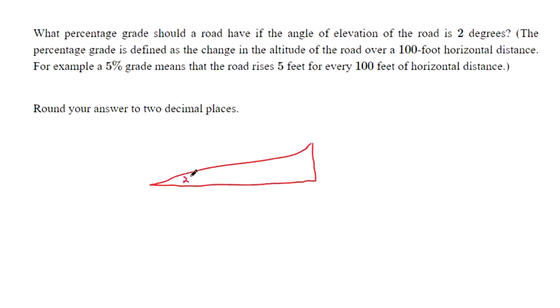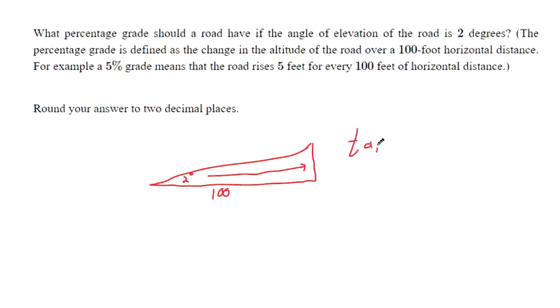So I'm going to put a 2-degree angle in here, and then we're trying to find that percentage grade, which means we're doing it for every 100 feet horizontal distance. So I'm putting 100 here. And what we really need to know is this vertical distance, like we drew in that last example, the 5 feet out of 100. So we can use trigonometry to help us with that because we got tangent to help us out. Tangent can help us find the opposite because we have the adjacent side.